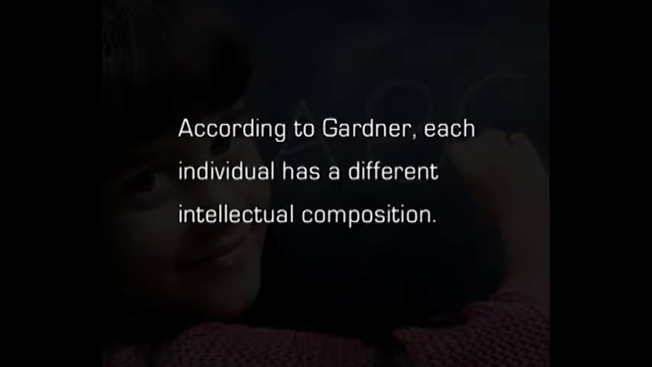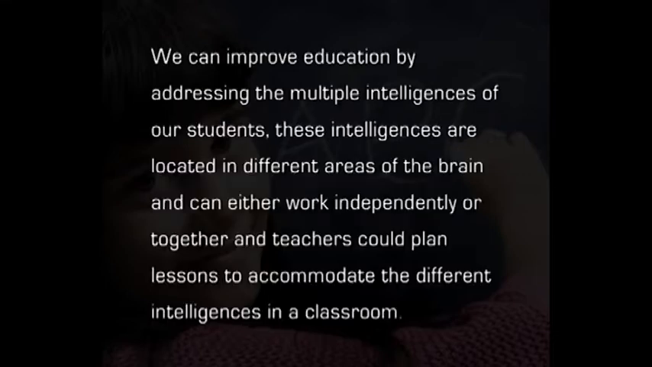In short, according to Gardner, each individual has a different intellectual composition. We can improve education by addressing the multiple intelligences of our students. These intelligences are located in different areas of the brain and can either work independently or together. And teachers could plan their lessons to accommodate different intelligences in their classroom.